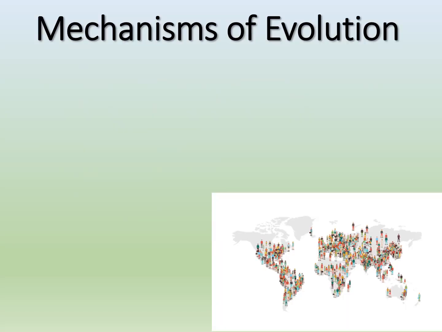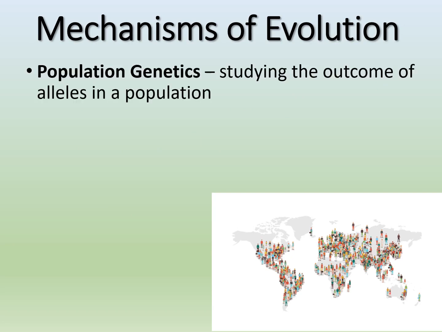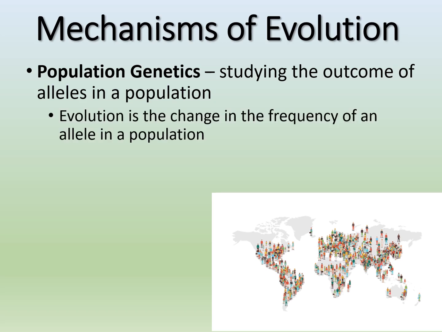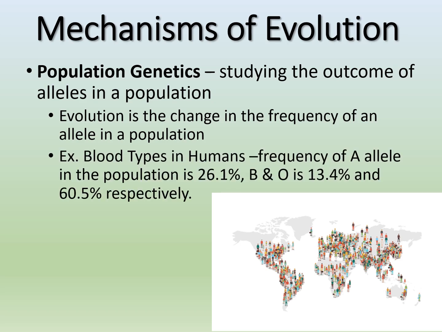So let's talk a little bit more about population genetics. So that's going to be microevolution, right? Studying the outcome of alleles in a population. So evolution can change the frequency of an allele in a population, right? So for example, if we're talking about blood types in humans, if we're looking at it right now, the frequency of the A allele in a population is 26 something percent.